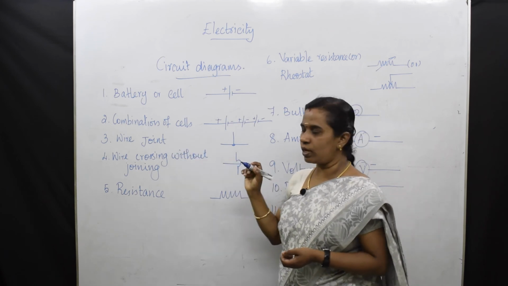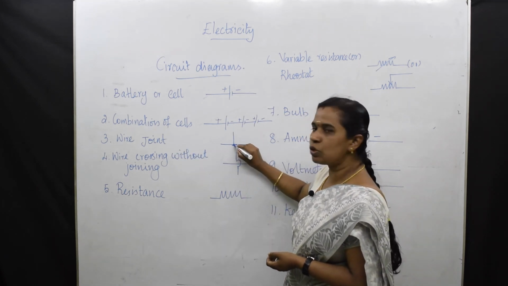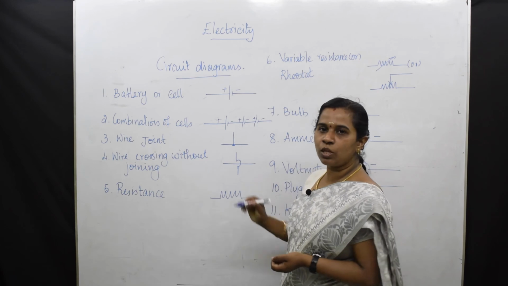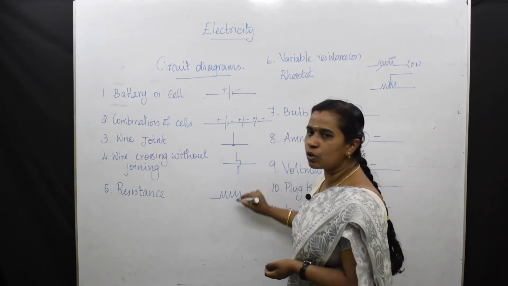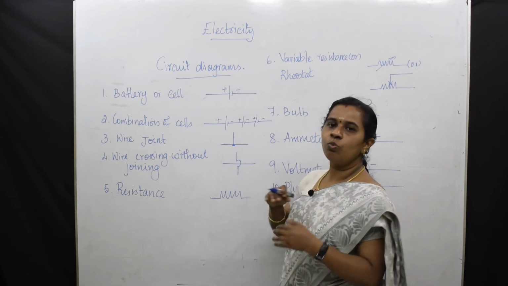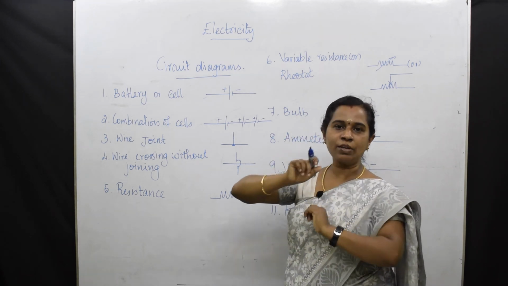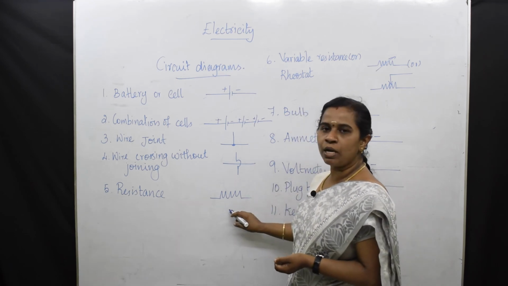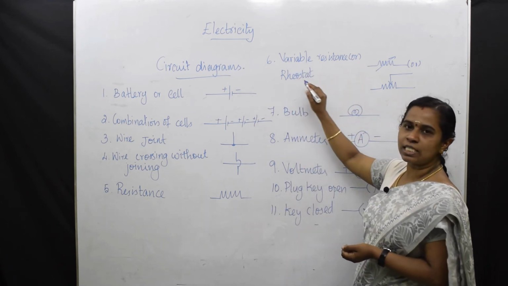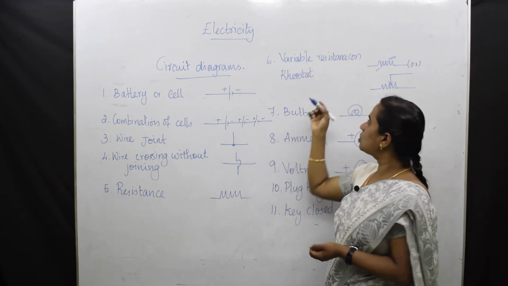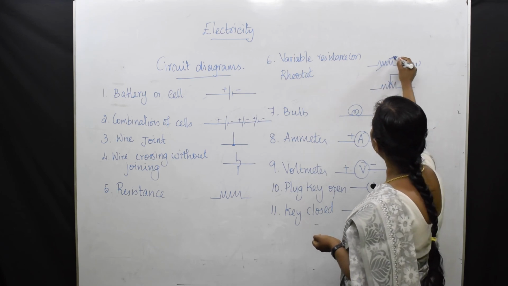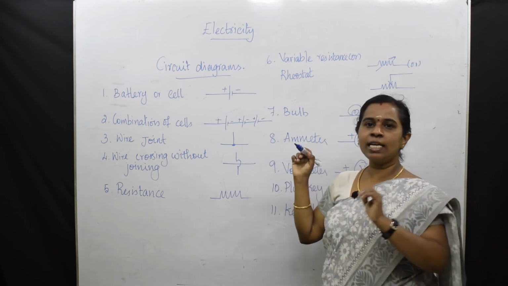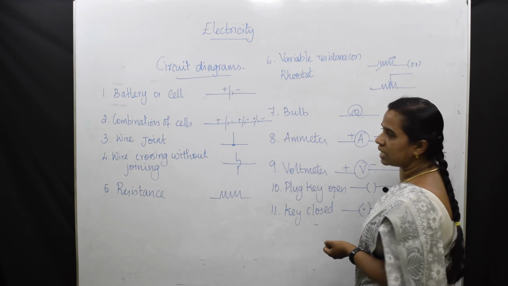So next, wire joint. Wire joint means 3 wires we have to draw with a dot mark. So here 3 wires are joined. Next, wire crossing without joining means we have to draw one crossing over the other. So here 2 wires, one is moving over the other wire. Both wires are not joining. So next, resistance. This is the symbol of resistance. Next, variable resistance. One more name is rheostat. For rheostat, we can give the resistance symbol with an upward arrow mark or a similar arrow mark. So rheostat has a total of 3 connections. So 1, 2, 3 connections we are giving.